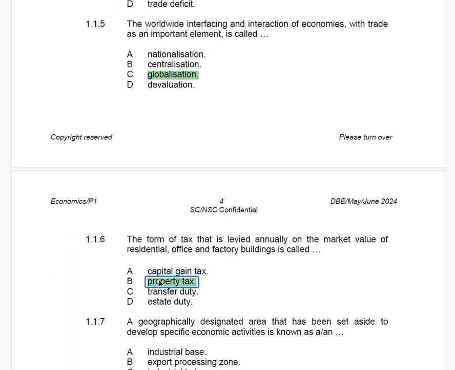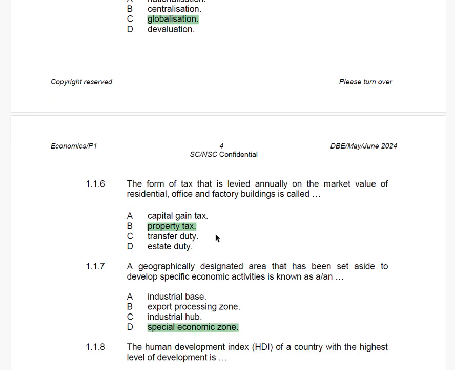Let's look at 1.1.6. The form of tax that is levied annually on the market value of the residential, office, or factory building is called A, capital gains tax, B, property tax, C, transfer duty, and D, estate duty. If you look at what we see here, these are all interrelated, and it is very easy to make a mistake in selecting the wrong answer. The correct answer is property tax.